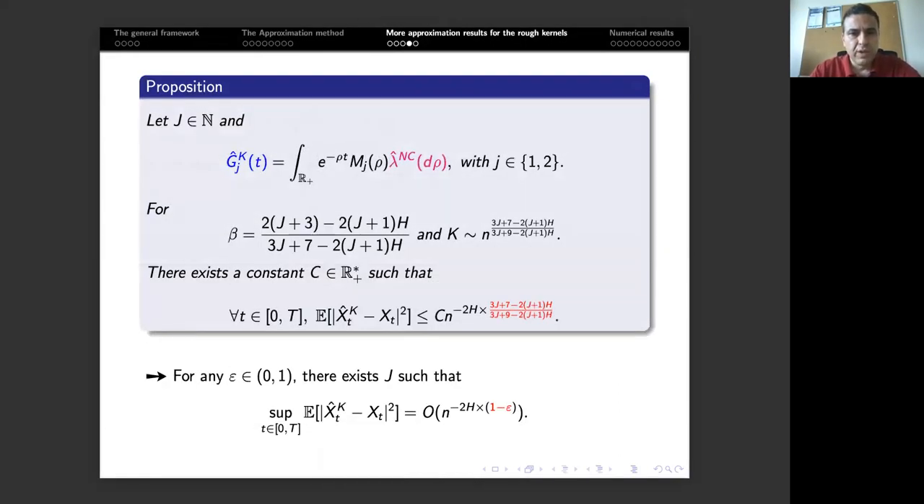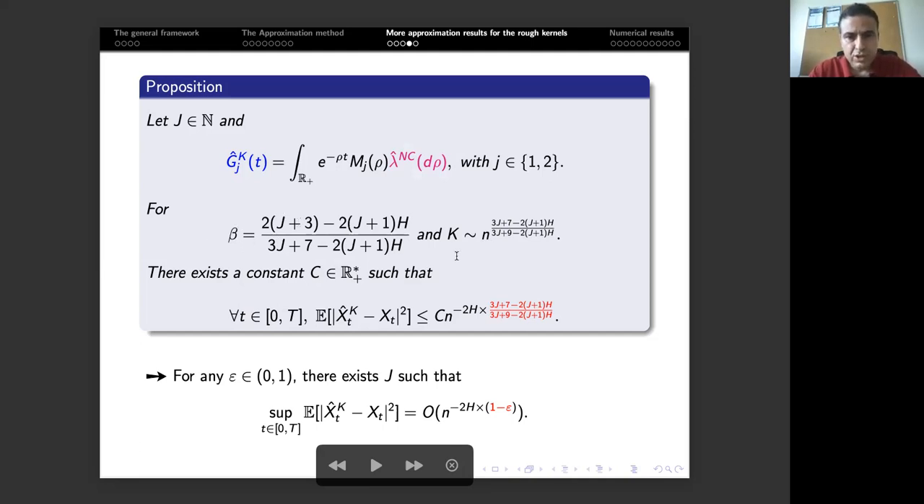And we have the following proposition. Let G be this integer for the Newton-Cotes method, and let us denote G hat K as our kernel, that is where we replace the kernel lambda by the Newton-Cotes approximation. Then it turns out that the optimal beta is given by this constant, and the optimal truncation constant k should be given by n to the power of this new constant. So this is done after an optimization procedure.